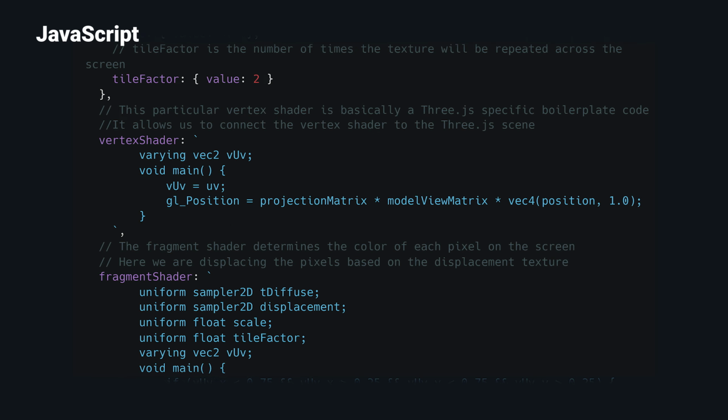This brings us to the vertex shader. Fortunately, we don't really have to understand what is going on in here. Generally speaking, the vertex shader determines what point of a 3D object is where in the three-dimensional space. However, we use a standard Three.js specific boilerplate code here, which allows us to connect vertex shader and Three.js. So this will almost always look the same in any Three.js context.